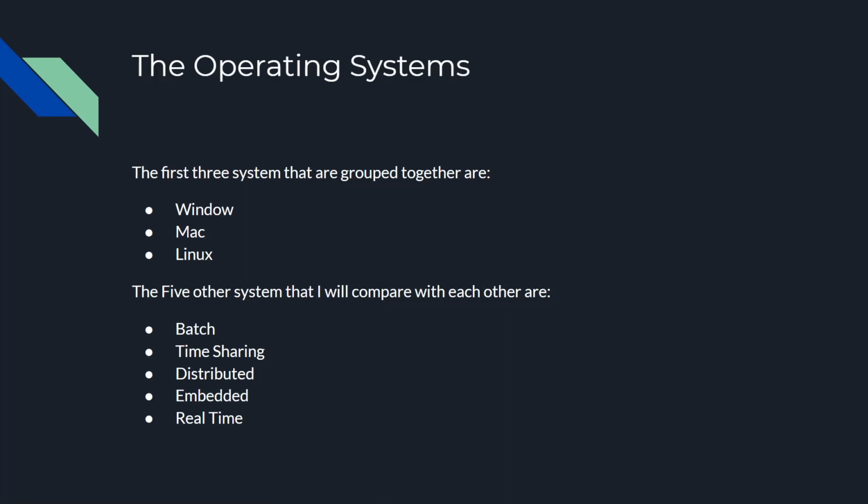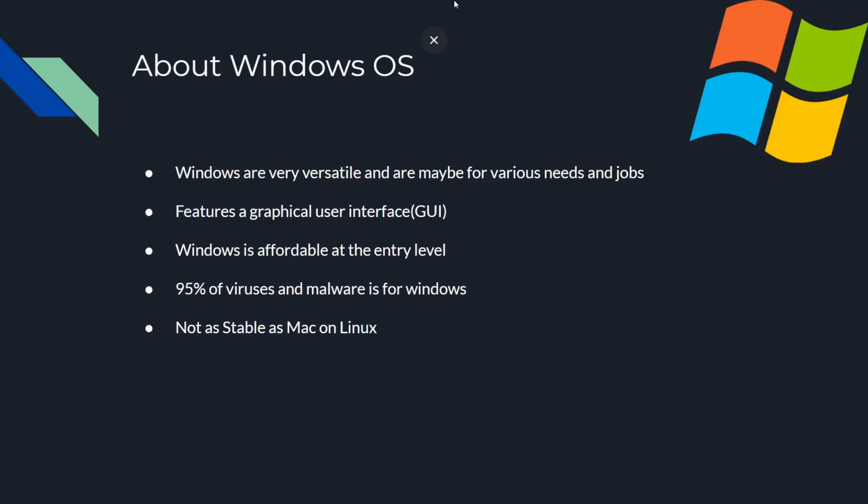And with the second group of 5, batch, time-sharing, distributed, embedded, and real-time, I'm going to do the same, talk about what each of them are, what they are good at, what some of their flaws are, and compare them. So Windows? The Windows operating system is a very versatile system.